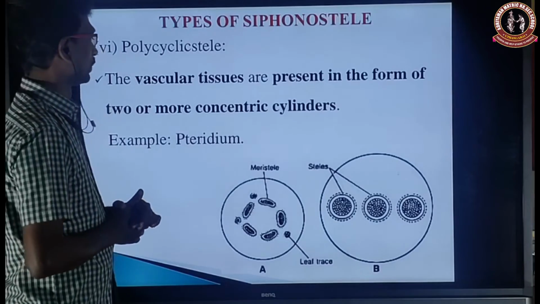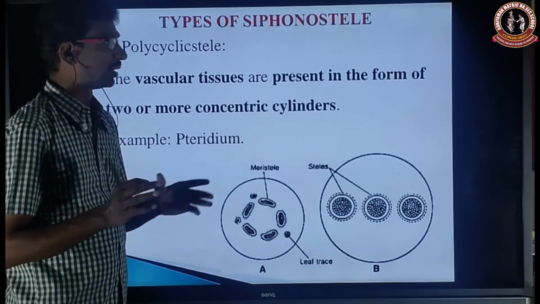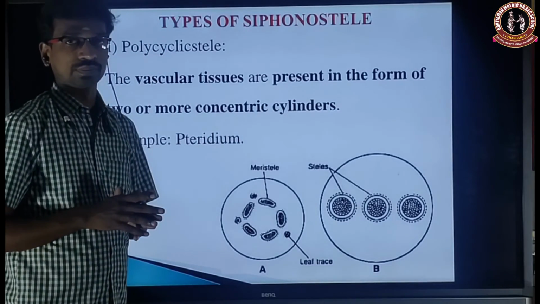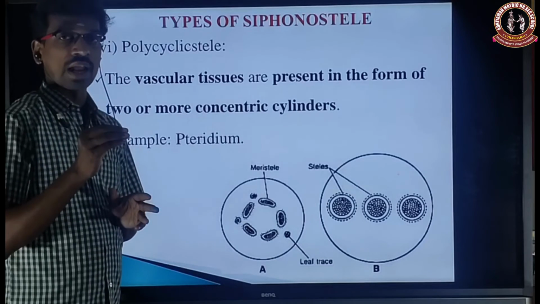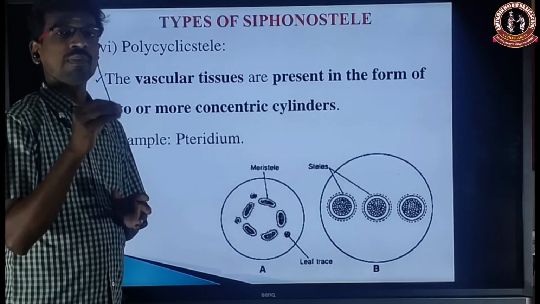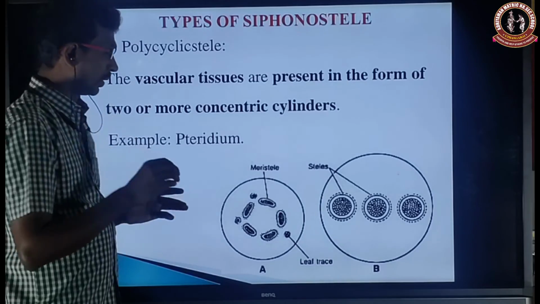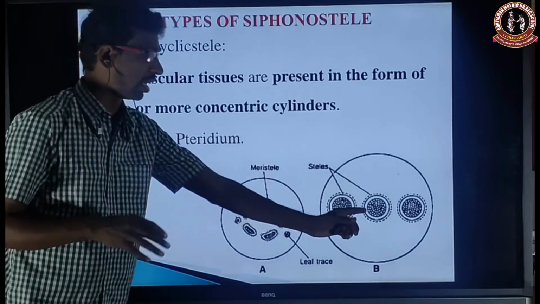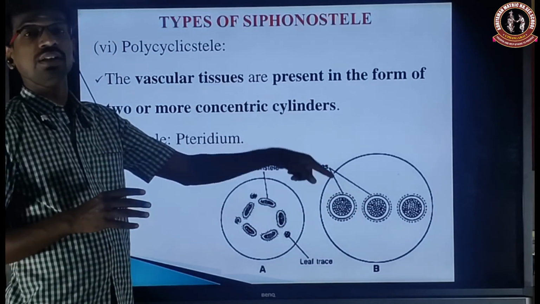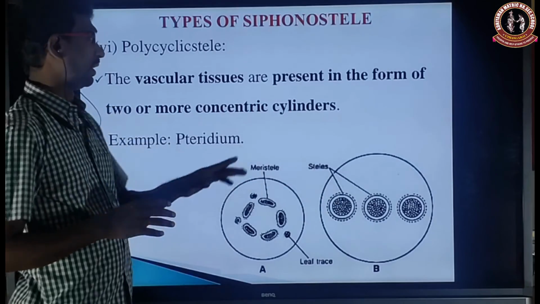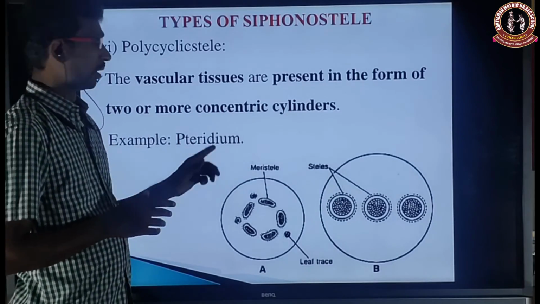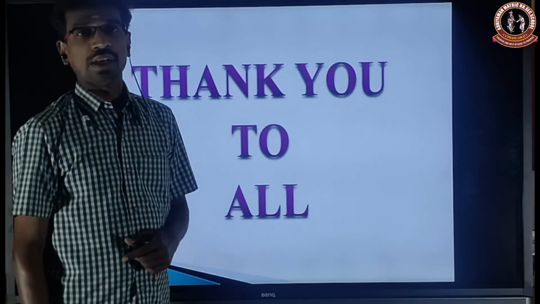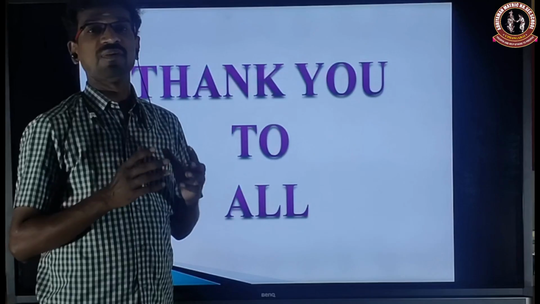Polycyclic stele. The vascular tissues are present in the form of one or two concentric cylinders. That means each has the pericycle, xylem and the phloem. So there are different meristeles present. Many steles are present in the center of the stem, root and the leaf. Example, Pteridium. So Pteridium is an example for polycyclic stele. Thank you, students. That's all about the different types of stele.